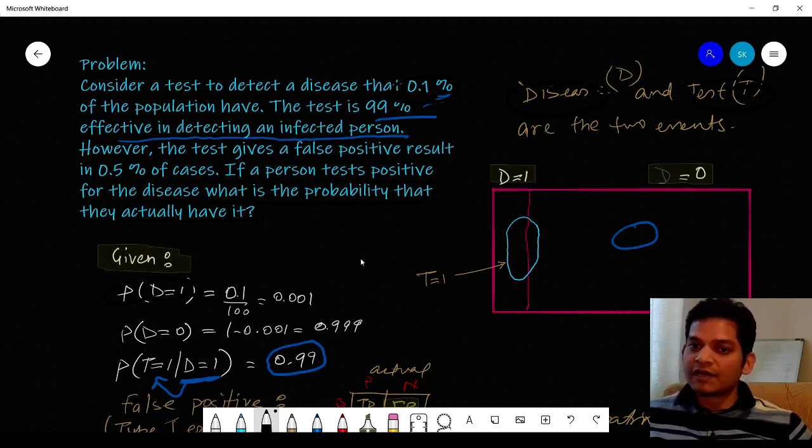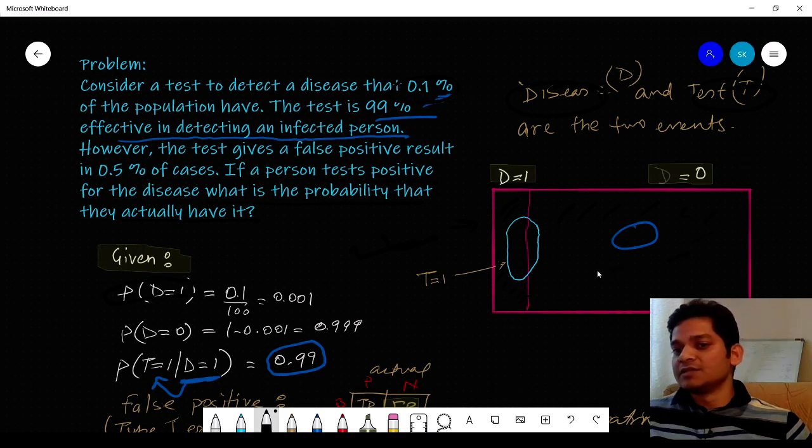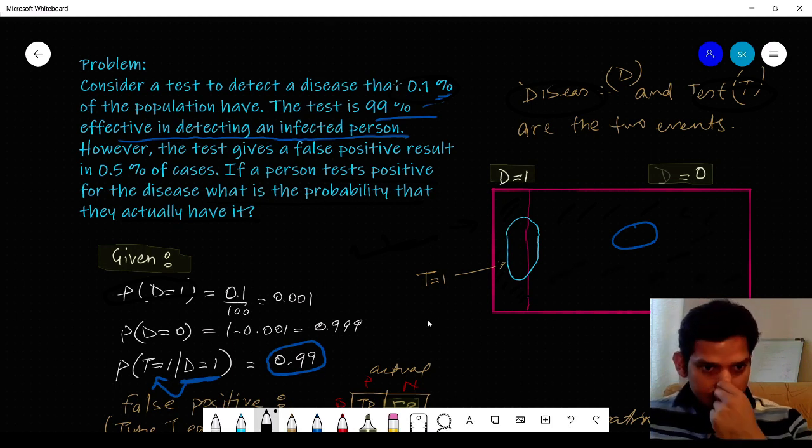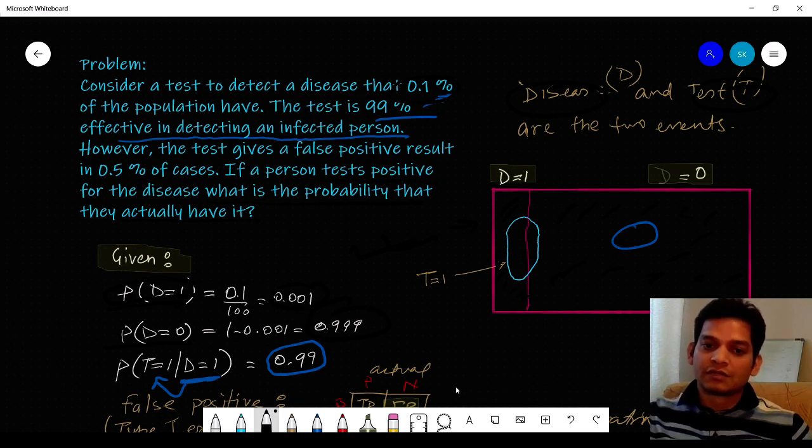If you relate it with the Venn diagram, in the whole universal Venn diagram, D equal to 1 means this portion of people have the disease, and this portion of people don't have the disease, okay? Now, as P(D=1) is given, we can subtract it from 1 to find the probability of not having the disease. So these two things are already given in the question.